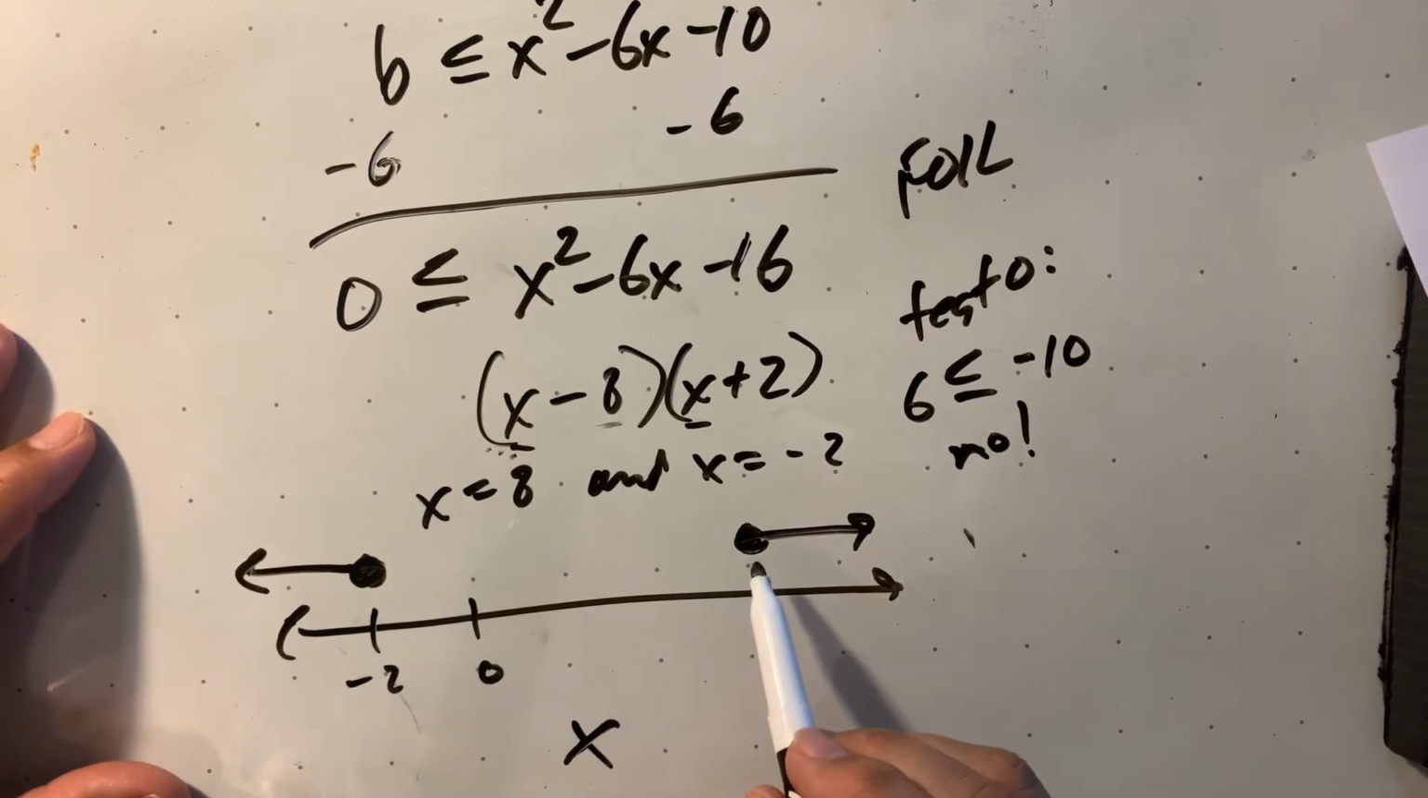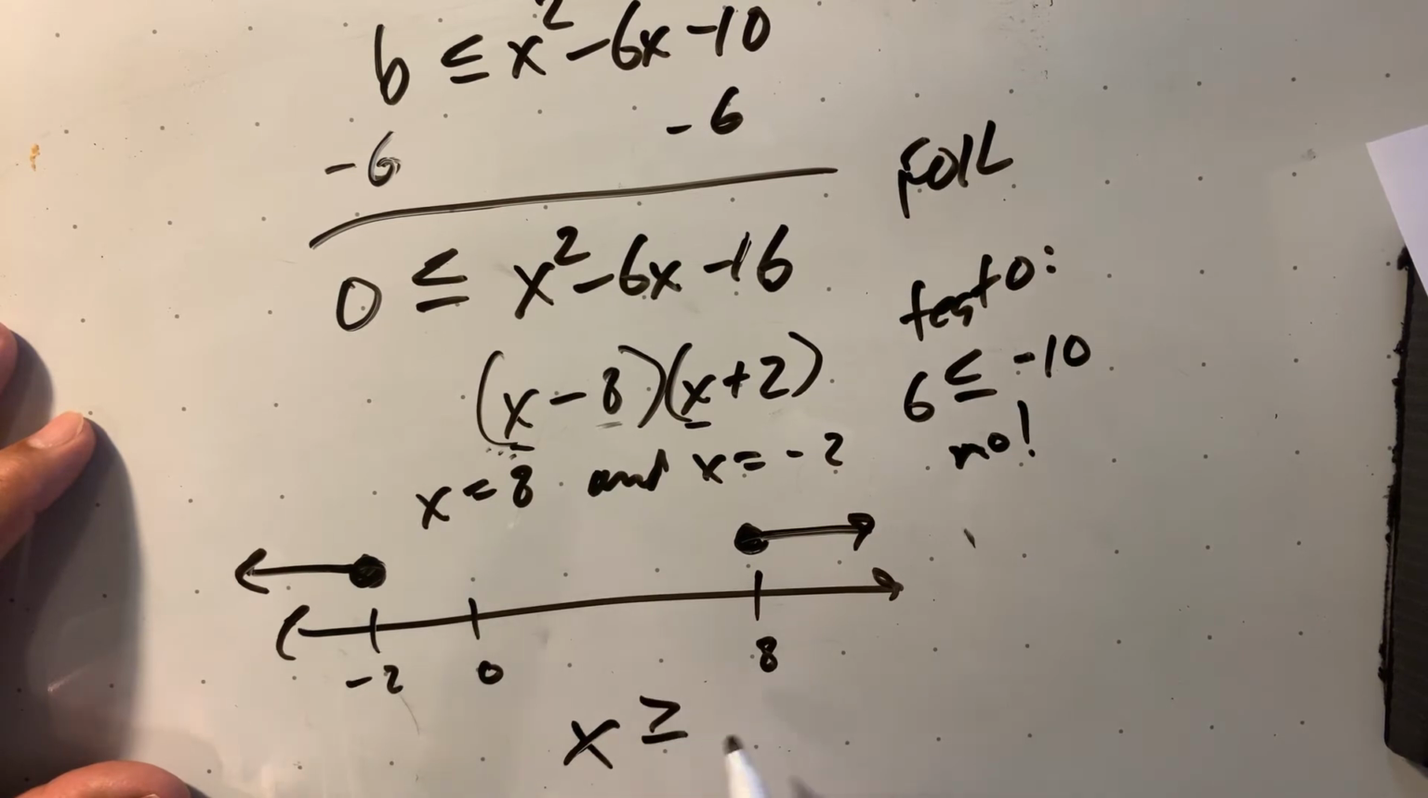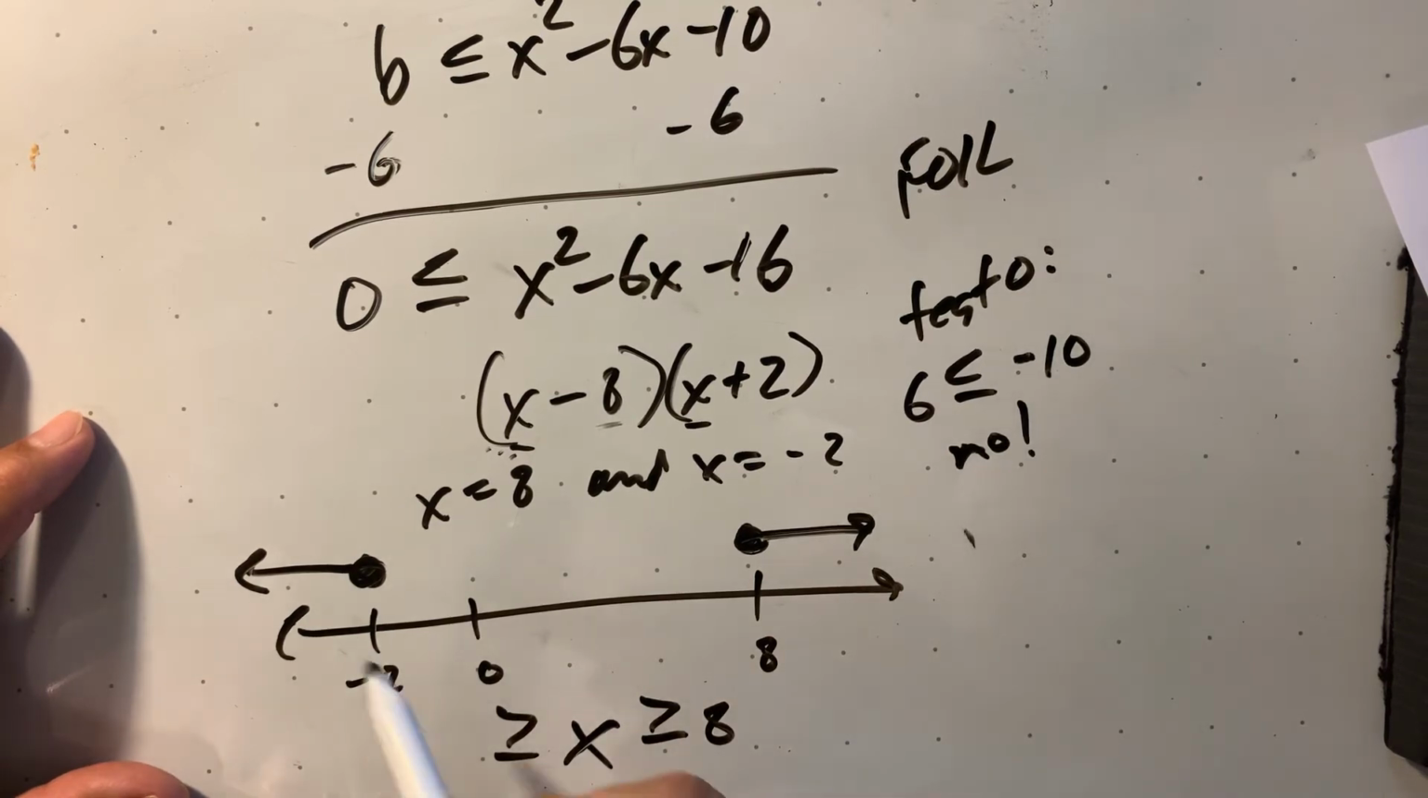So x is everything that is greater than or equal to 8. And then on this side, your sign's always going to be the same direction as the first one, and then your other boundary point. So this reads x is greater than or equal to 8, but then if I go this direction, x is also everything that is less than or equal to -2. And then that would be your final statement.